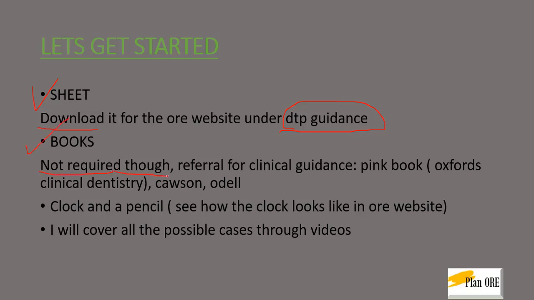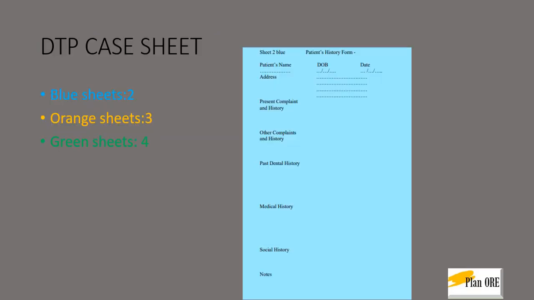Books are usually not required. However, it is a good idea to keep referring to your Part 1 books like your Pink Book, the Caution and the Odell. Make sure that whenever you practice, you have a clock and you write with a pencil, because in the exam you're given a pencil to fill the sheet. We at Plan ORE will cover all possible case scenarios through online sessions.